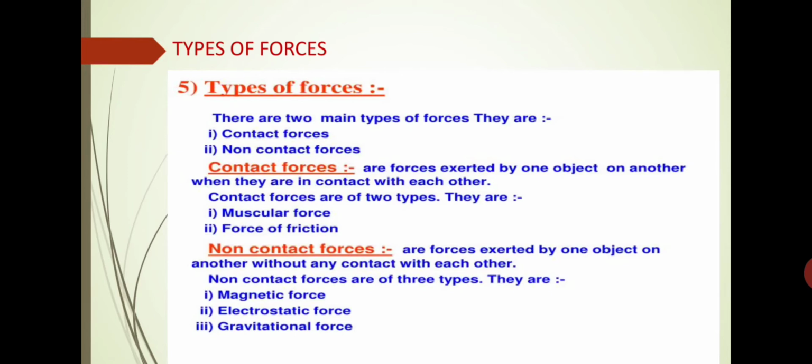Okay, in contact forces, two types of forces are there. Contact forces are of two types. Which are they? Muscular force and the force of friction. Now, what do you mean by muscular force? In the word muscular, which word is there? Muscles. We can say that the force exerted by the muscles of our body is called our muscular force.